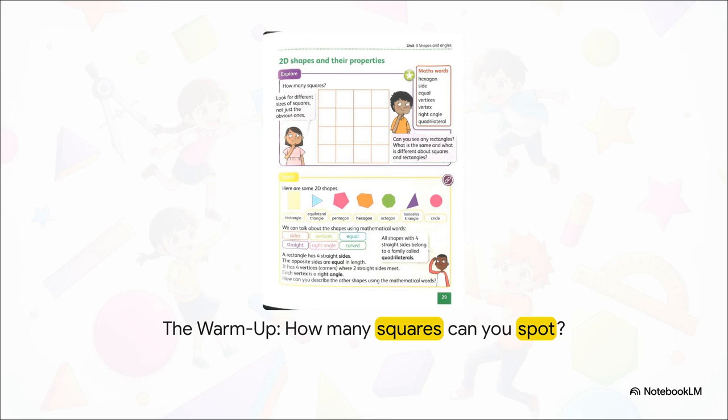Take a really close look at the grid we've got here. The prompt asks, how many squares can you see? Now, your very first instinct is probably to just quickly count those tiny individual boxes, right? But as a newly minted shape detective, you've got to look deeper. Look for different sizes of squares, not just the obvious ones. Can you spot a square made up of 4 smaller boxes? What about a giant one made up of 9? Or even the massive square outlining the entire grid itself? It's all about shifting your perspective.